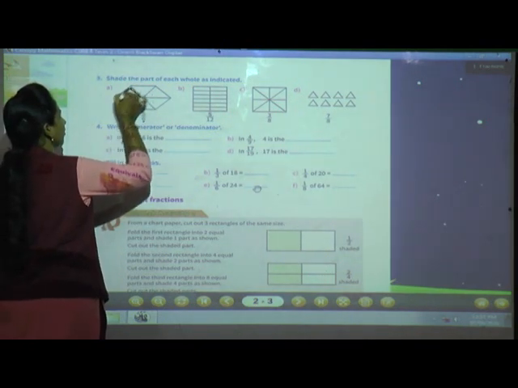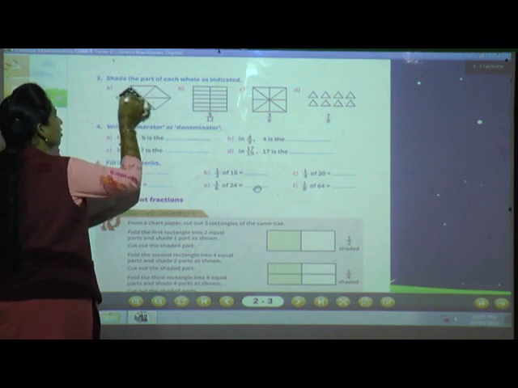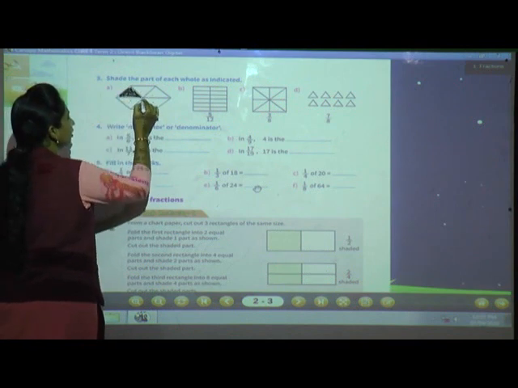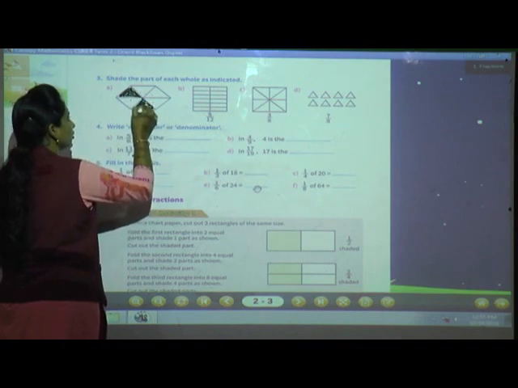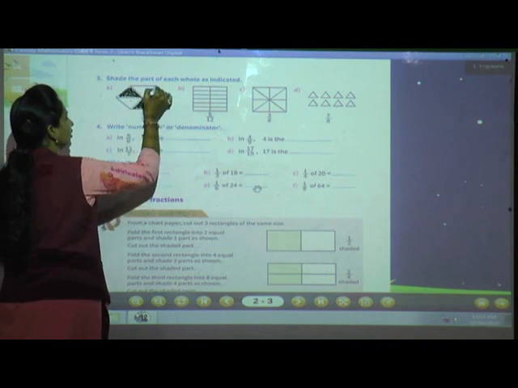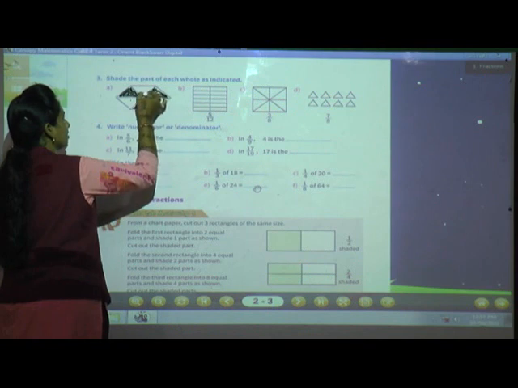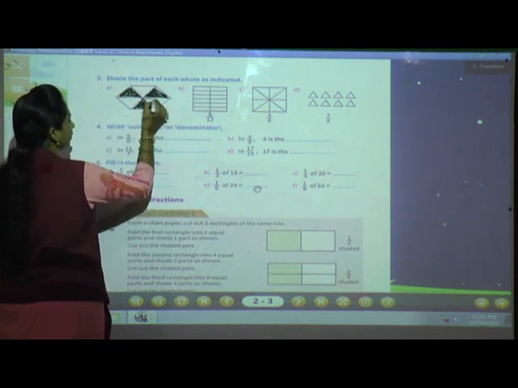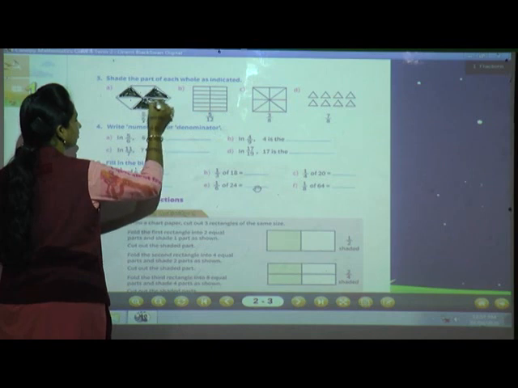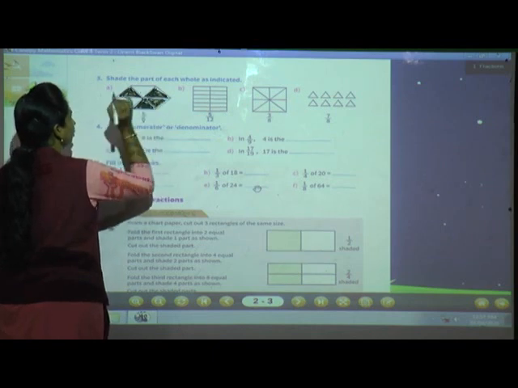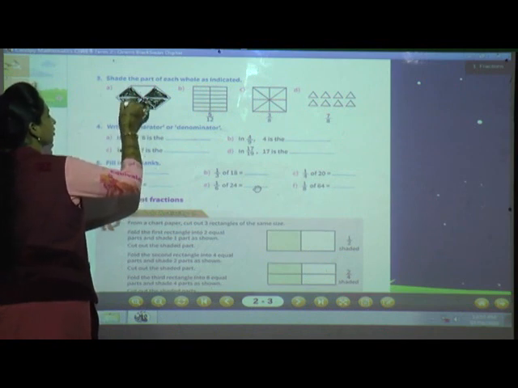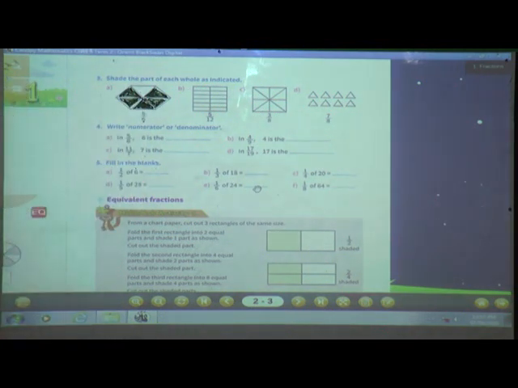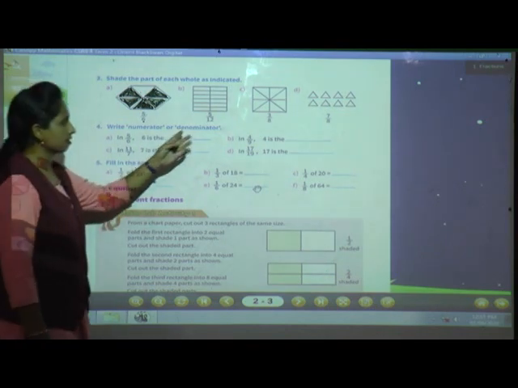See, this is my one part I colored. Two part. You have to do with pencil. 3 part. 4 and 5. Understood how to do? Clear? Yes. Now we'll move to the next.